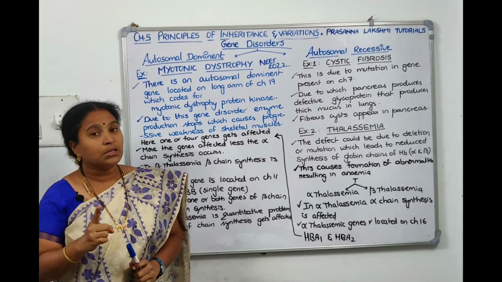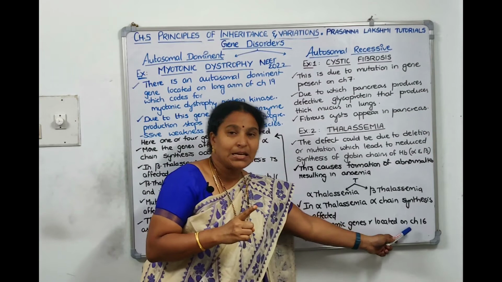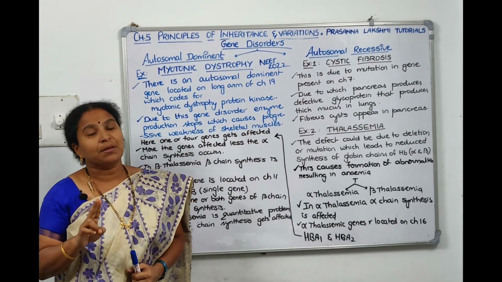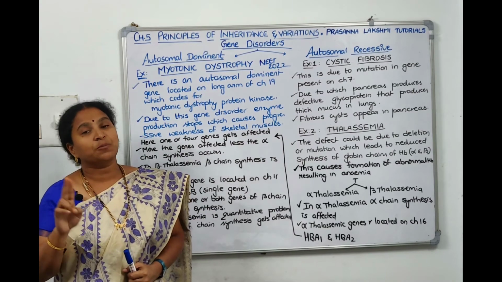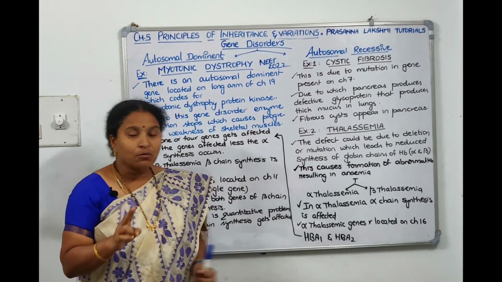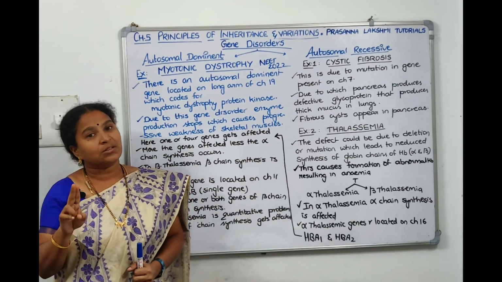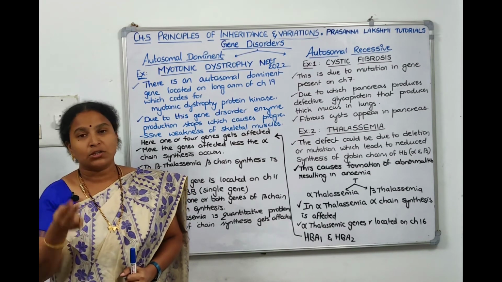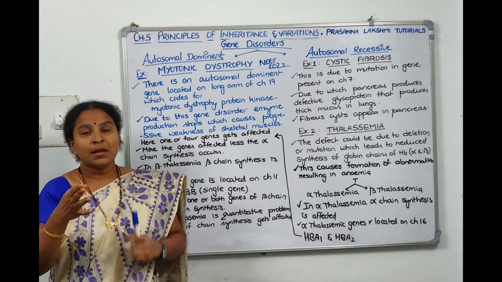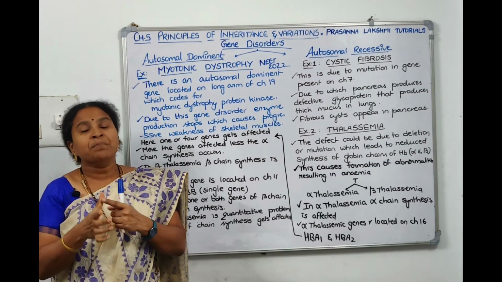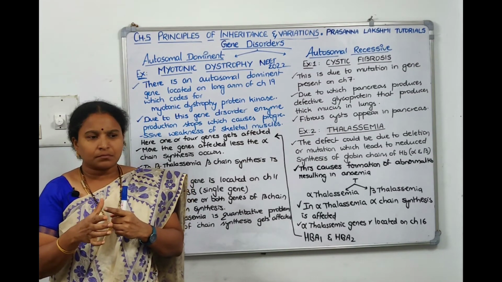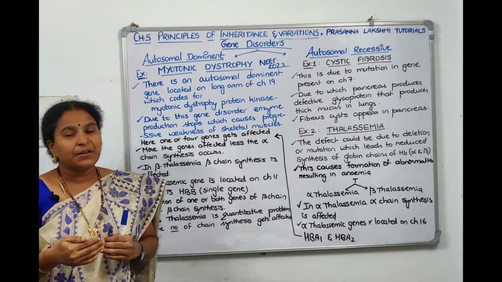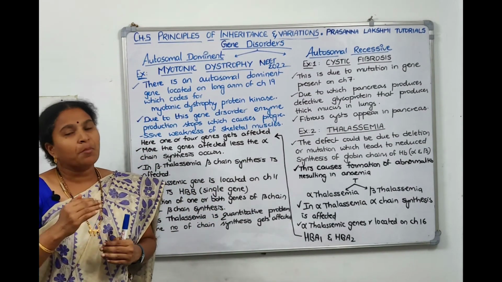I told you it is located on chromosome number 16. There are two genes which code for alpha chains, HbA1 and HbA2. We know that each gene has two alleles, right? So HbA1 has two alleles and HbA2 has two alleles: two genes and four alleles. If one allele is affected, then the occurrence of the disease will be less. If two alleles are affected, then more hemoglobin molecules get affected.